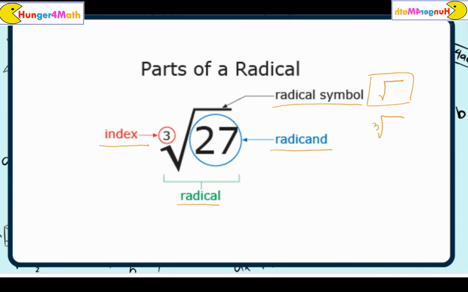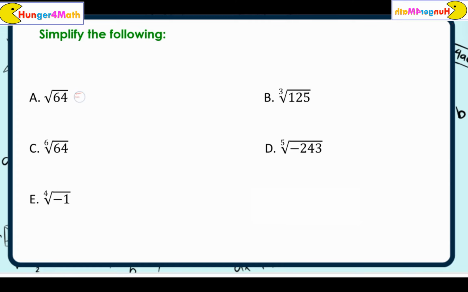Now let's simplify the following radicals, starting with letter A, square root of 64. So we have to think of a number multiplied by itself, and the answer is 64. And that is 8 times 8, which is equal to 64. Or we can use negative 8 times negative 8, and that is also equal to positive 64. So the square root of 64 is equal to 8 or negative 8.